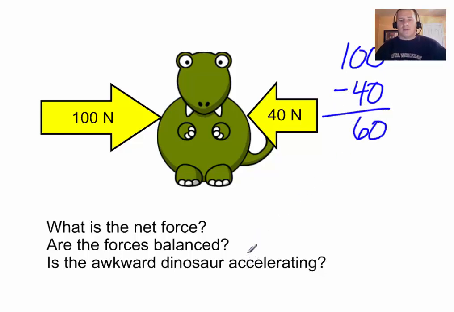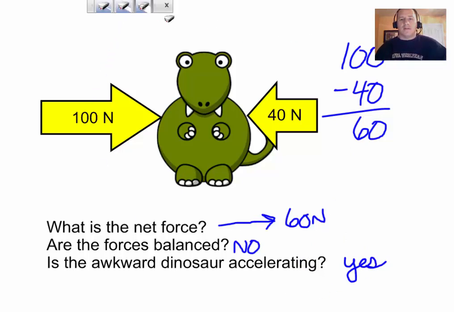And what direction is it going? Well, it's going to the right. So the net force is 60 newtons to the right. Are the forces balanced? No. We know that those forces are not balanced. 100 and 40 are not equal. Is the awkward dinosaur accelerating? Since they're not balanced, we will say yes, they are accelerating.